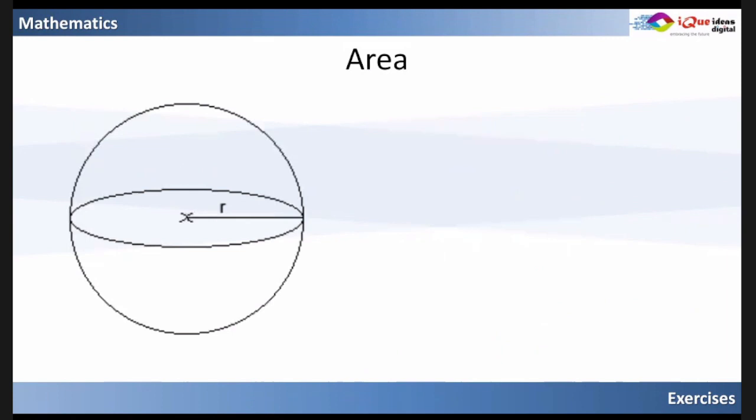Now this is pretty important because a lot of questions in the CAT often come with questions on spheres. So if a sphere, a three-dimensional shape, has radius equal to r, then remember the total surface area of a sphere is given by 4 pi r square, right? So the total surface area of a sphere is 4 times pi r square.